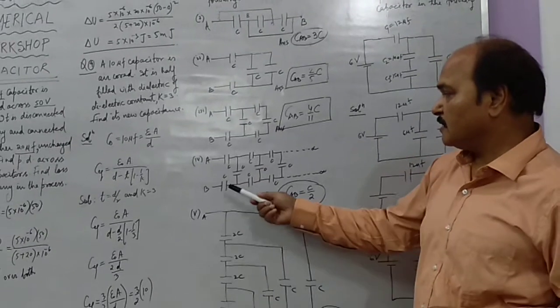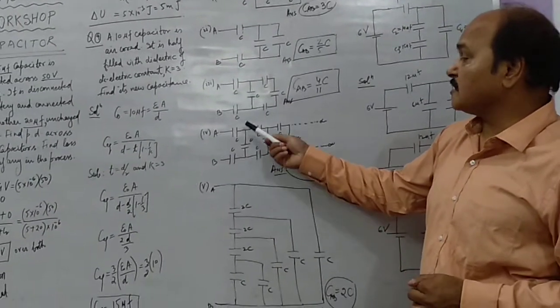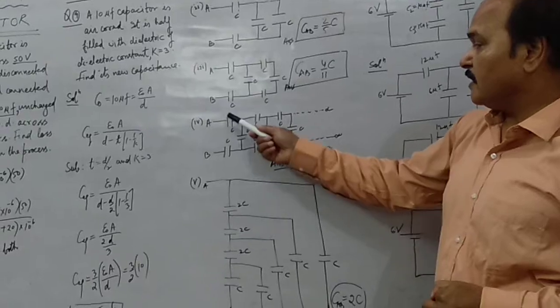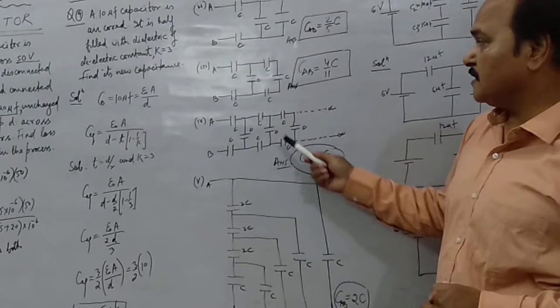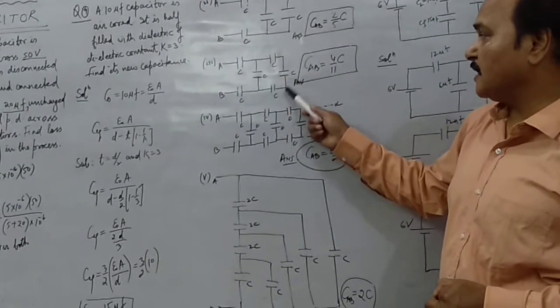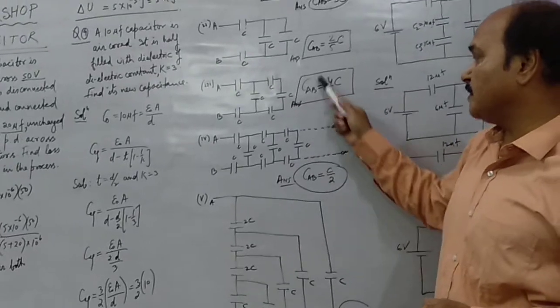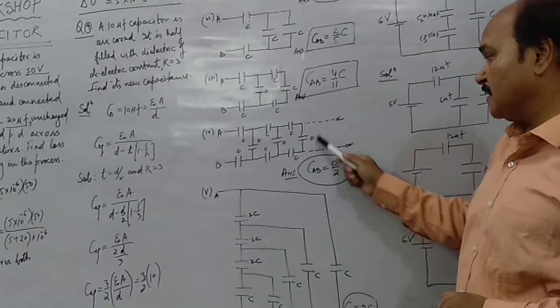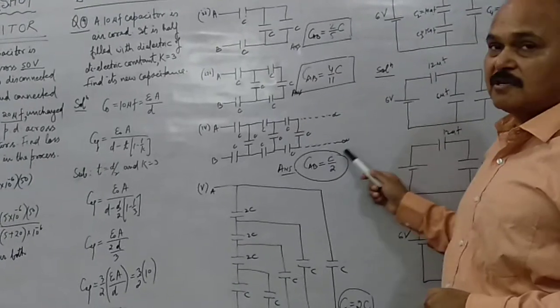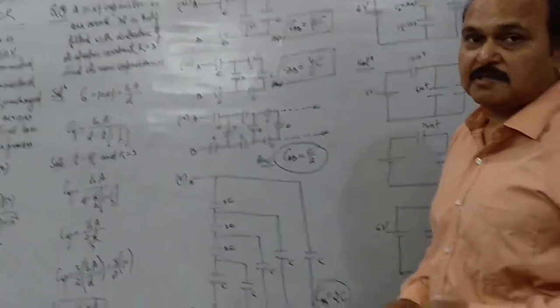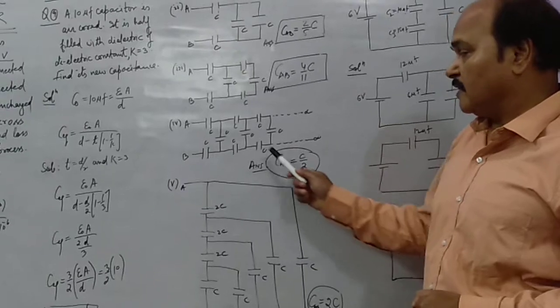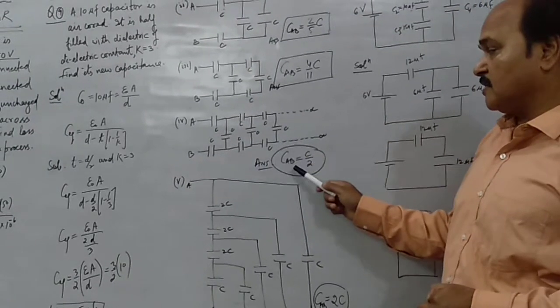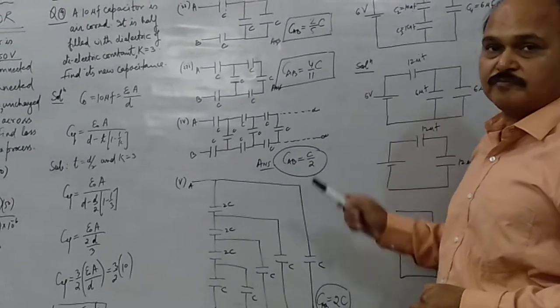This is part 4 of question number 10. Well, this is infinite combination. See, in this question we have capacitors like this. We connect 3 more capacitors, we connect 3 more capacitors, and the process of connecting 3 more capacitors continues up to infinity. So this is infinite combination of capacitors. Well, the answer of this particular question comes out to be C by 2.